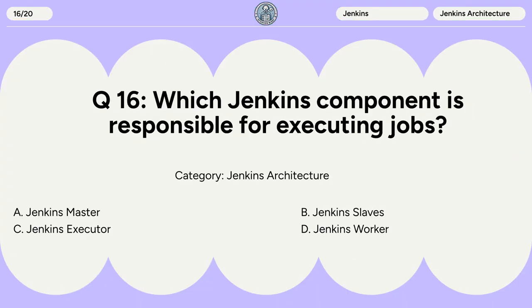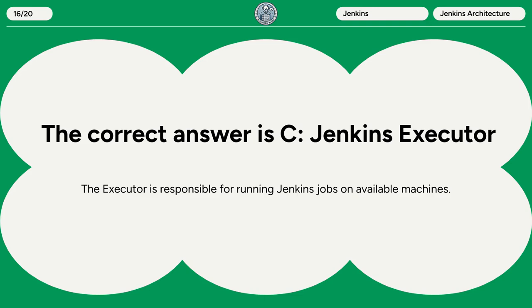Question 16. Which Jenkins component is responsible for executing jobs? A. Jenkins master. B. Jenkins slaves. C. Jenkins executor. D. Jenkins worker. The correct answer is C. Jenkins executor. The executor is responsible for running Jenkins jobs on available machines.